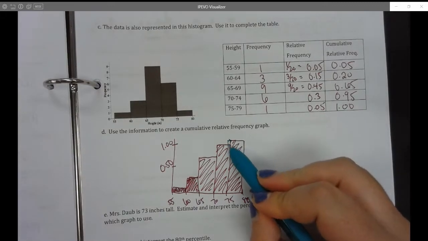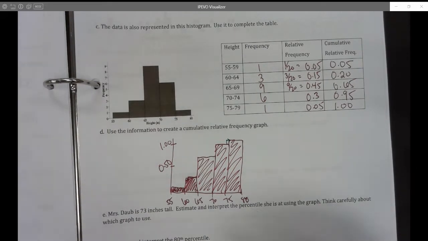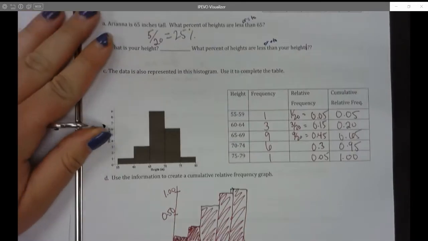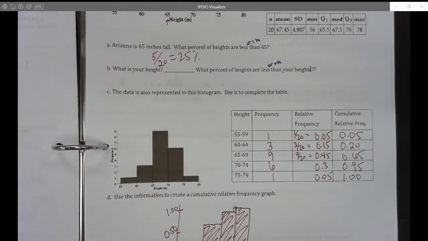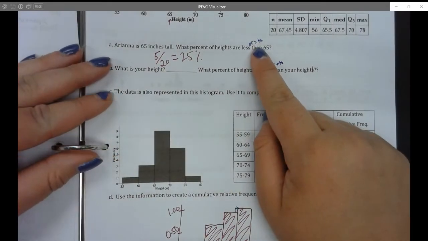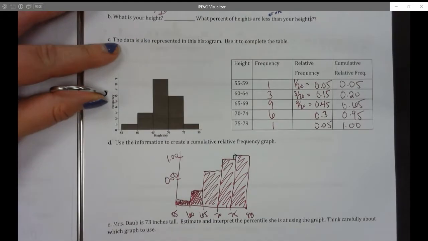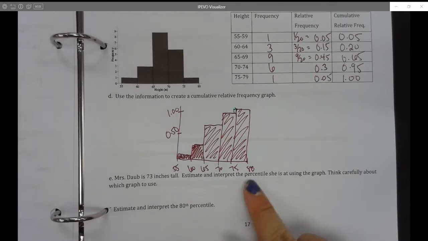So this takes a jump of 0.05. That's how much data would be in this section from 75 to 79. Okay. All right, so I am 73 inches tall. That's a real number. I want you to estimate and interpret the percentile that I am at using the graph. So a percentile is exactly what we found here above. It's the amount of data less than or equal to 65. The College Board has changed its mind recently about how they want to interpret percentiles. That's why I had you add the or equal to. They used to say that percentiles are strictly less than, and now they're transitioning to saying that percentiles are less than or equal to. So when we find 73, we want to estimate the percentile that I'm at.